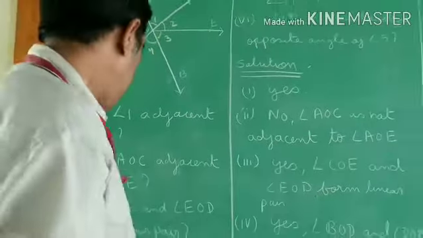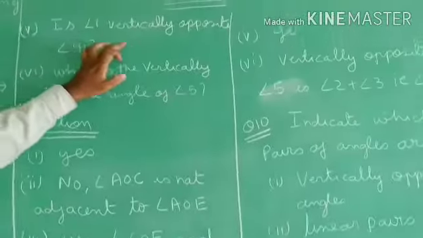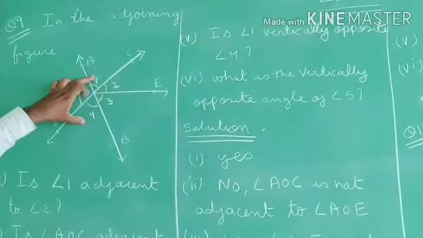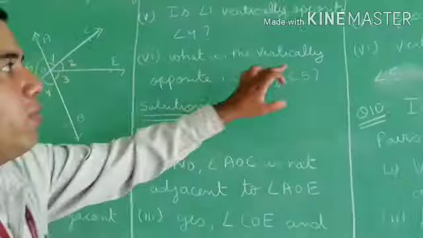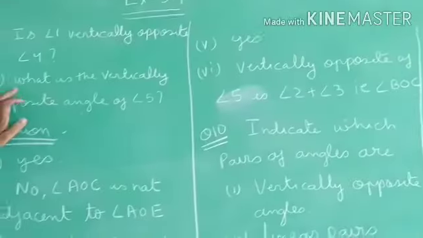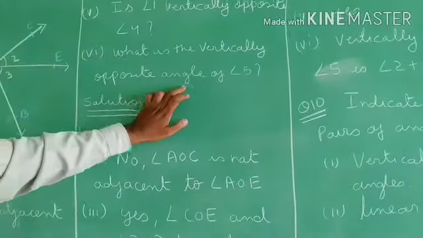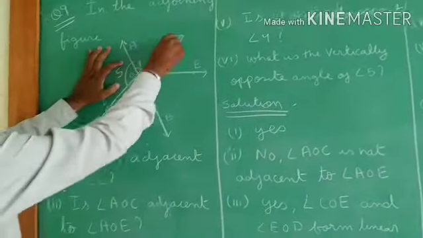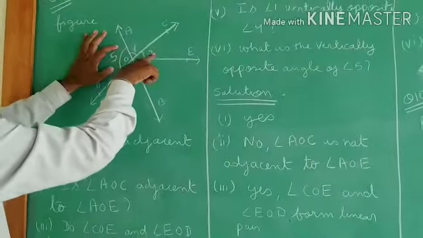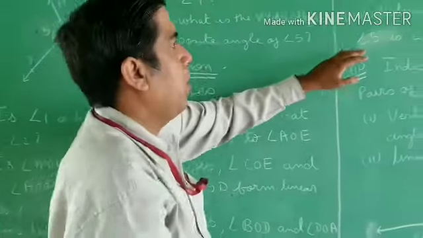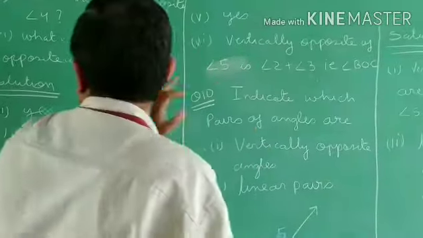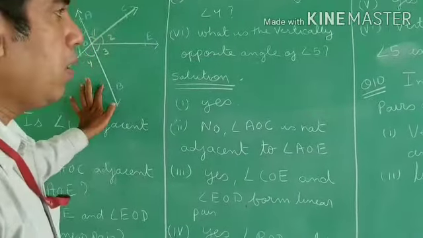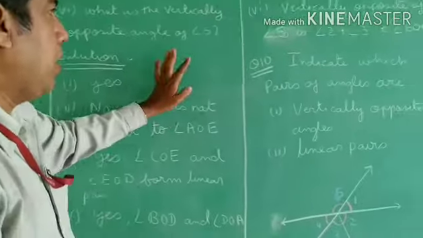Now fifth one, you can see is angle 1 vertically opposite to angle 4? Angle 1 and 4 are opposite, they are forming like x. Yes, so the answer is yes. Now sixth part, what is the vertically opposite of angle 5? So angle 5, actually it is forming like this, but it is not only one angle. So we have to write angle 2 plus angle 3, and that is actually angle BOC. You can see this actually BOC.